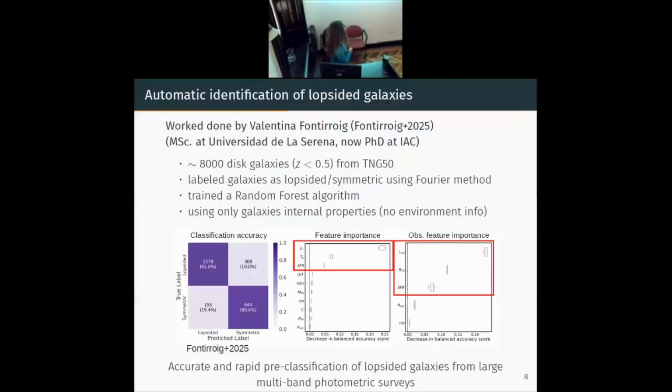And in the left panel, it's also featured that when using only observational parameters, so parameters that can be more easily recovered from observation, such as the central luminosity, the half light radius, and the star formation rate. So overall, we see that this method could provide a good pre-classification of galaxies in the upcoming multi-band photometric surveys, like for example LSST.